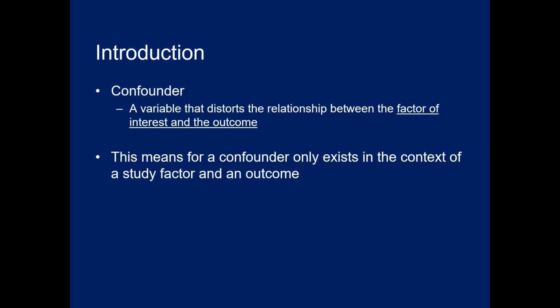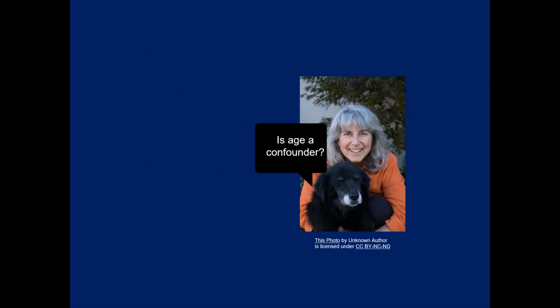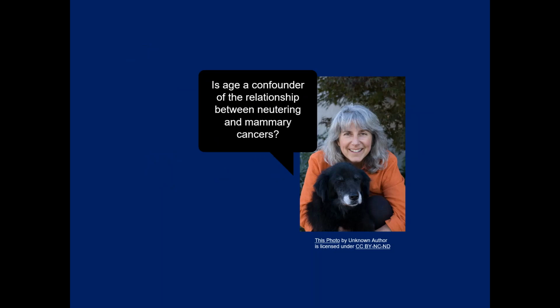Okay, so a confounder is a variable that distorts the relationship between the factor of interest and an outcome. What this means is that a confounder can only exist in the context of a study factor and an outcome. To explain what I mean by that, imagine this. The question, is age a confounder, makes no sense unless we know the relationship in which age might be confounding. So for example, while "is age a confounder" does not make sense, the question, is age a confounder of the relationship between neutering and mammary cancers, does.